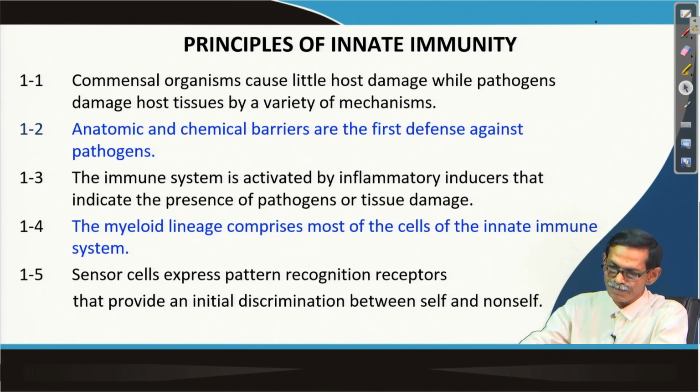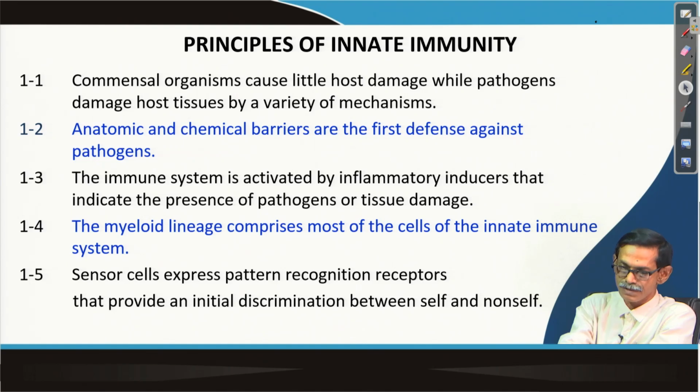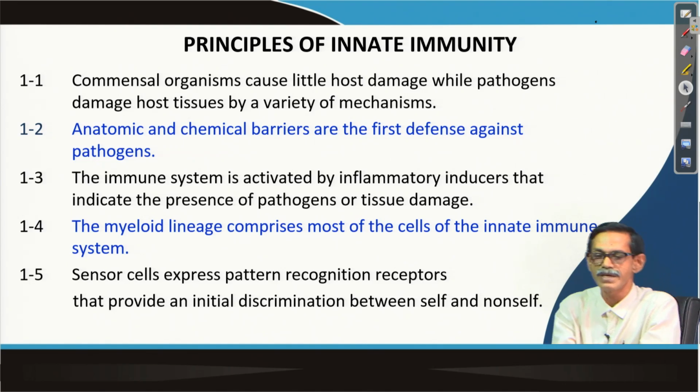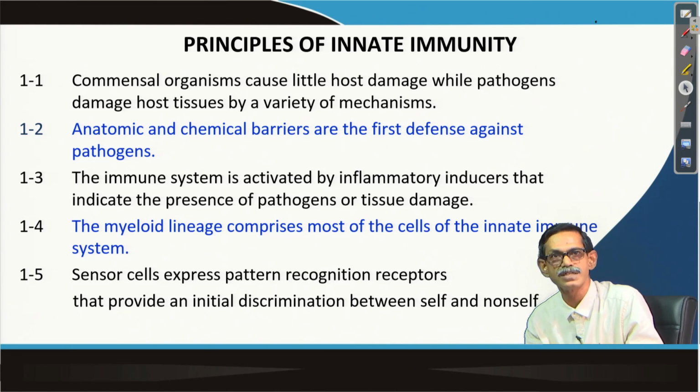In innate immunity there are a few points. I will go through them one by one and then try to explain again one by one. First is commensal organisms, because you know that a lot of microbes stay inside our body, like our gut, which is full of microbes, our nasal cavity, mucosal cavity, ear. They stay inside our body and they are beneficial. It is not that they do not cause any damage to ourselves, they can, but it is very little. So commensal organisms cause little host damage, while pathogens damage host tissue by a variety of mechanisms.